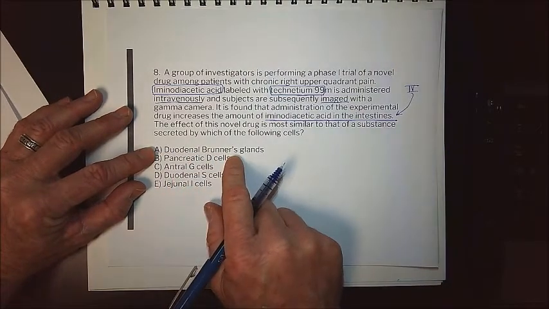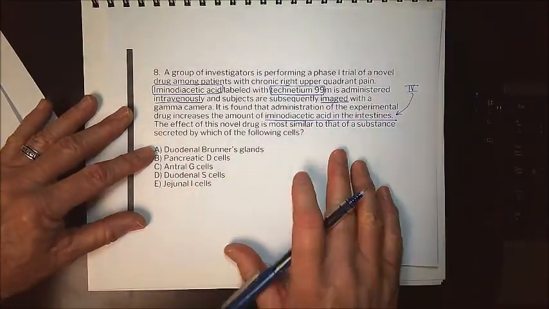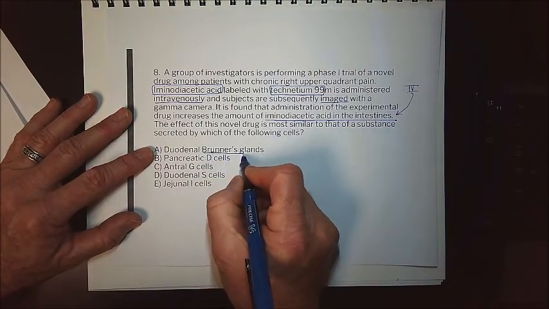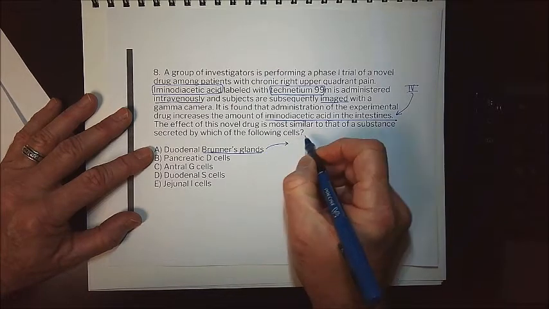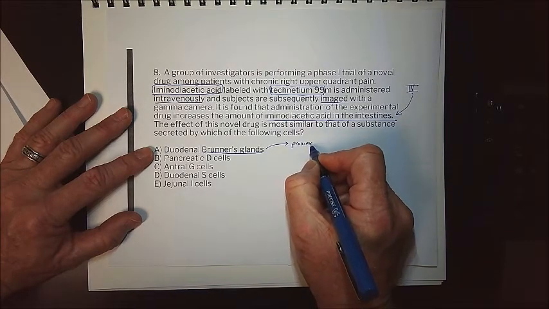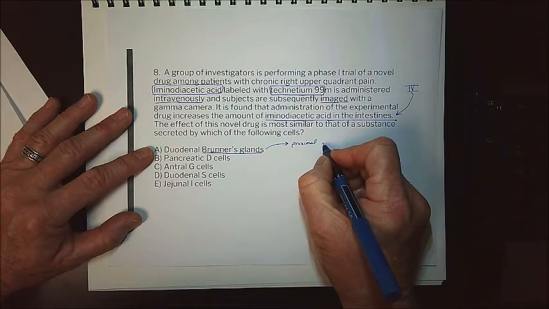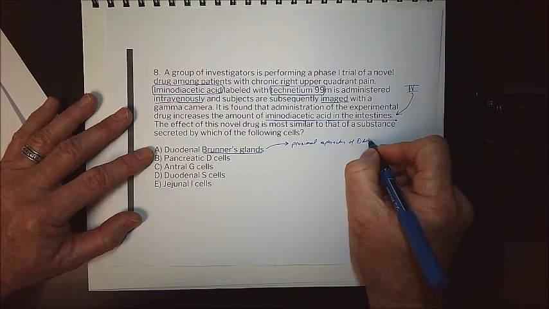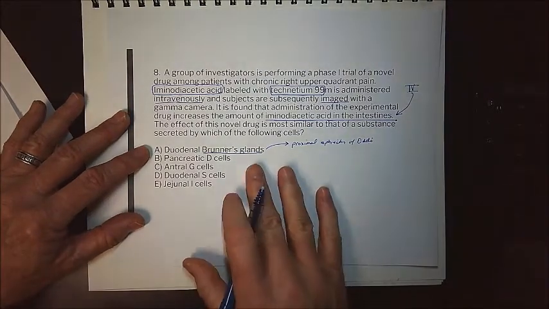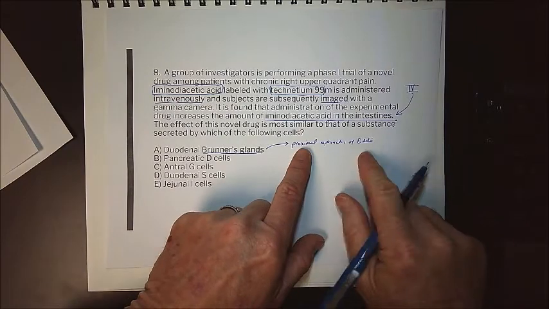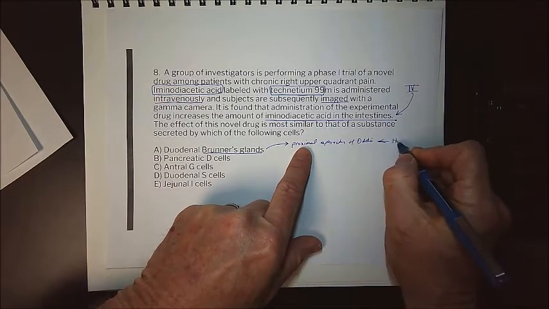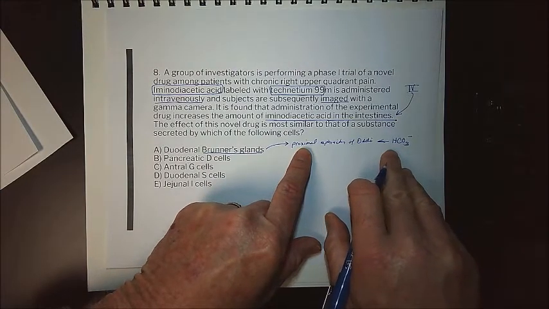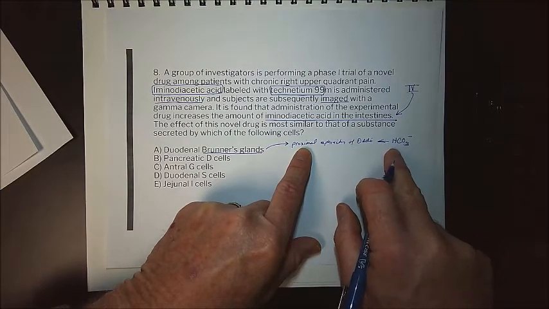Duodenal Brunner's glands. One of the reasons I wanted to include this question is because we have not talked about Brunner's glands. The majority of Brunner's glands are proximal to the sphincter of Oddi. So this is in that junction area near the sphincter of Oddi, where the pancreas is putting out its bicarb to neutralize the acid coming out of the stomach. This is what the pancreas is secreting.